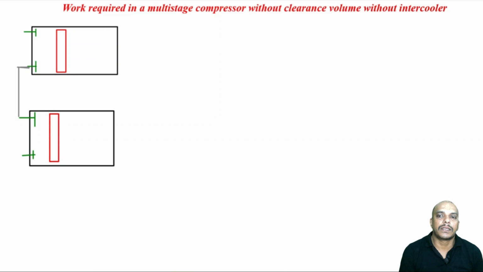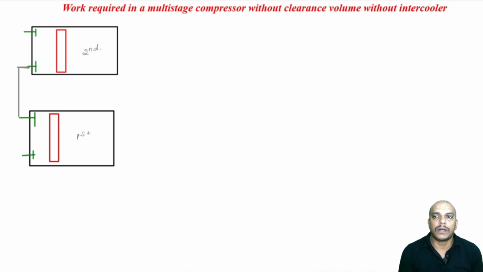If let us say we are compressing from 1 to 8 bar, we are going for 1 to 4 bar in the first cylinder and then 4 to 8 bar in the second cylinder. So, delivery of first cylinder is connected to the next cylinder, alright. Now, this is our first cylinder and this is our second cylinder. So, in this case we have considered two-stage compression and it can be extended also.